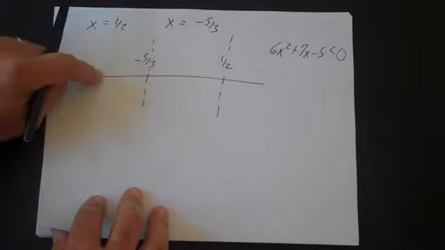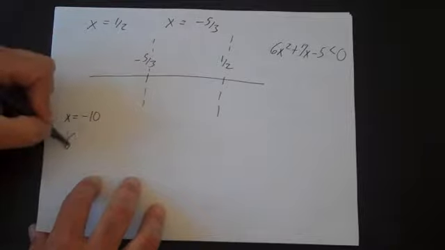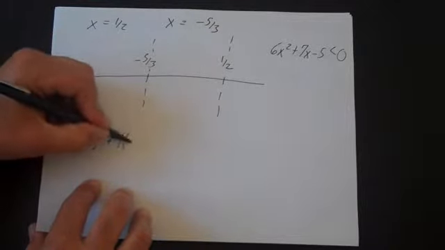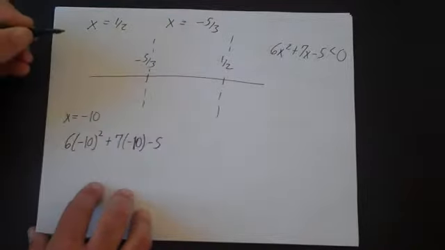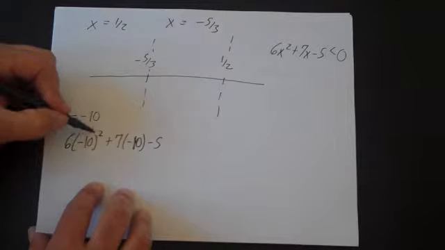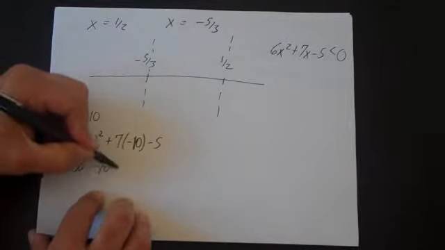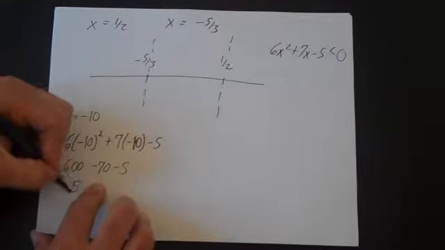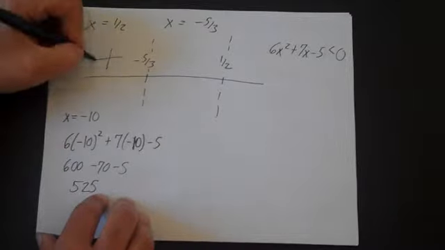So I'm going to choose this interval here. I'm going to choose x is equal to minus 10. So I go 6 times minus 10 squared plus 7 times minus 10 minus 5. Minus 10 squared is 100, so that's 6 times 100. So that's 600 minus 70 minus 5. That's clearly going to be a positive number. It's actually going to be 525. So this is positive here.